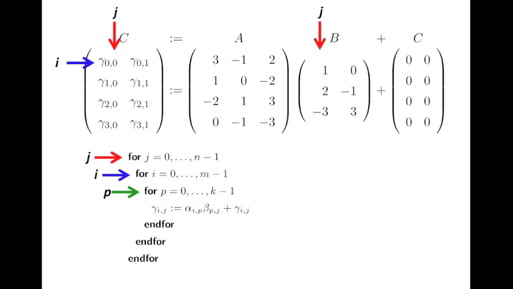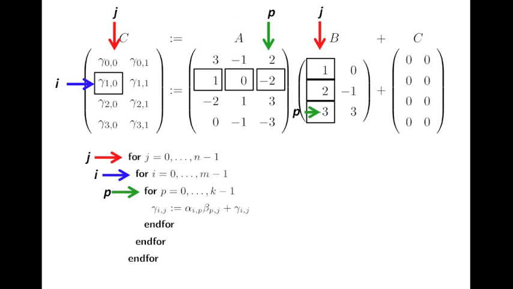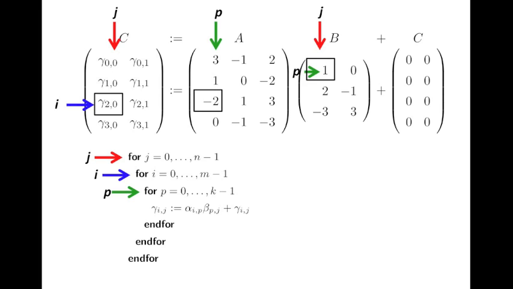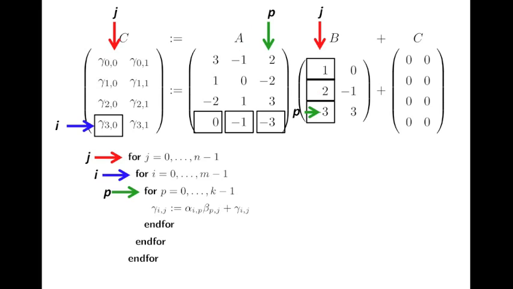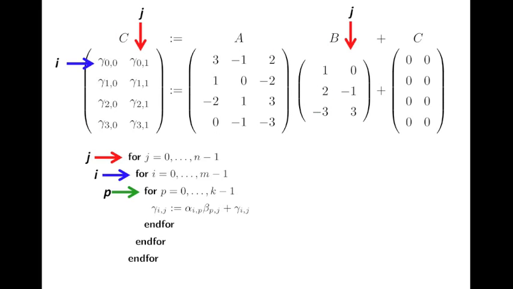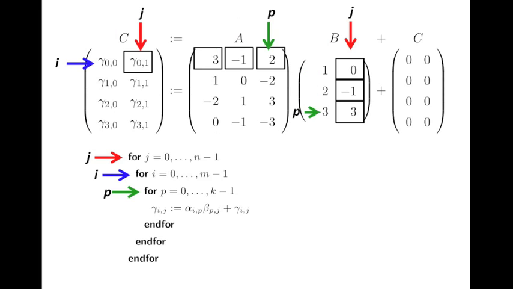Let's illustrate this. We start by pointing j to the first column of C and i to the first element in that column. We then need to do a dot product of the first row of A and the first column of B. Then we update our index i, we look at the second element in the first column of C, and we do a dot product to update that element. And so forth, until we reach the end of the first column, at which point we update our index j, and we repeat the same thing for the second column of C.